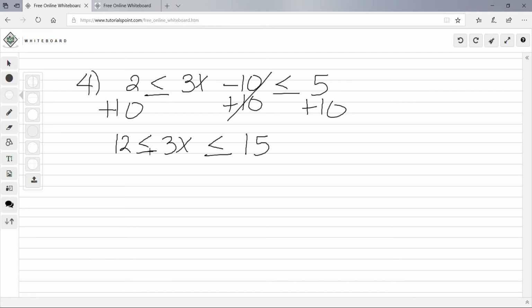Now I'm going to divide everything by 3 because I want to get x. So we're going to get two answers. And I always have to do it on every side. So 12 divided by 3 is 4. The sign doesn't change, right, because it's not a negative. So it's still 4 is less than or equal to x, and then less than or equal to 15 divided by 3, which is 5. So we get 2 answers.